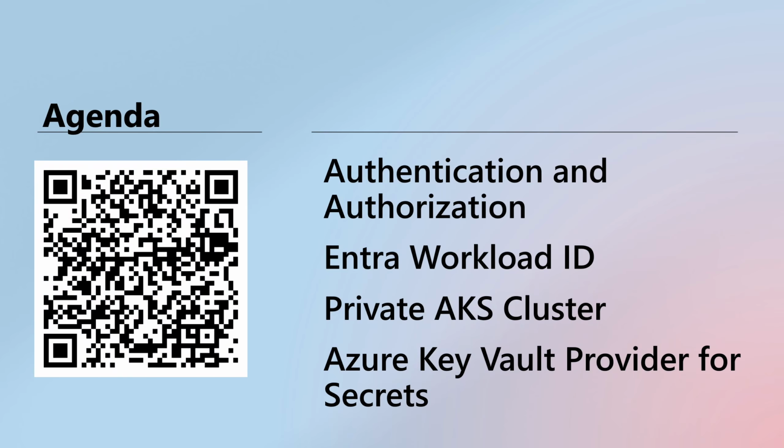So the plan for today is we're going to start with the authentication and authorization. That's probably the most important topic and also the topic that's configured wrong most of the time. Then we're going to take a look at Entra Workload ID. We take a look at a private AKS cluster, what it is, how it works, and we also take a look at how we can manage our secrets. If you're interested in the slides, you can scan the QR code, or you also can find them on my GitHub page.